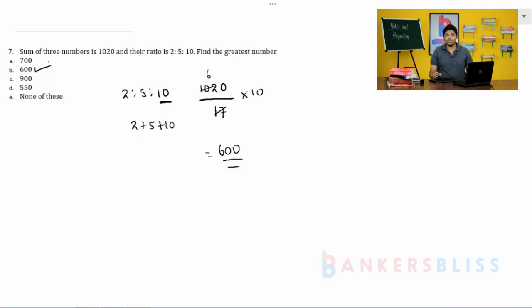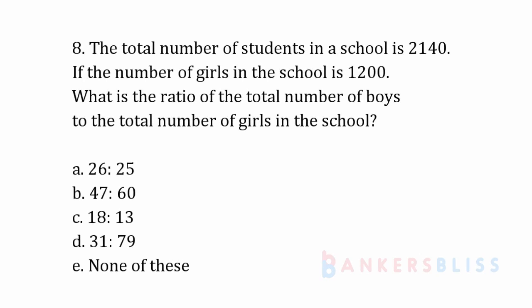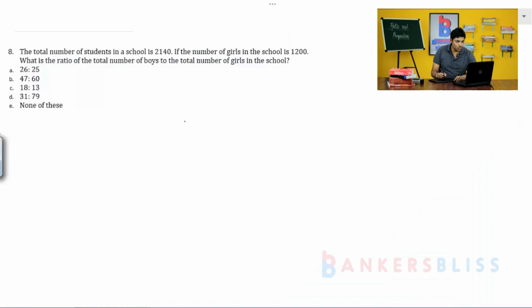Let's go to the next problem, problem number 8. The total number of students in a school is 2140. If the number of girls in the school is 1200, what is the ratio of the total number of boys to total number of girls? So what do you have to calculate? You have to calculate total number of boys to total number of girls.